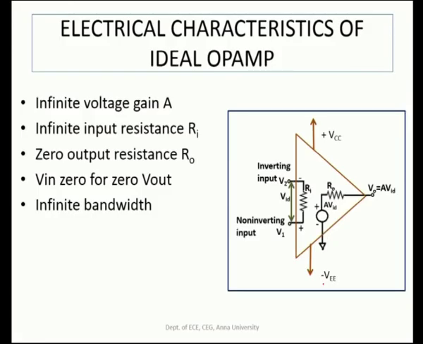The characteristic of ideal op amp is presented here. So, this ideal op amp has an infinite gain. So, for a finite V out, the input voltage is 0. The input voltage here is VID, so this VID is 0.